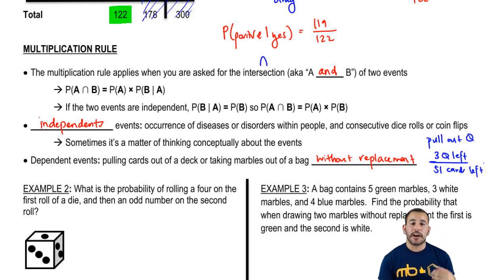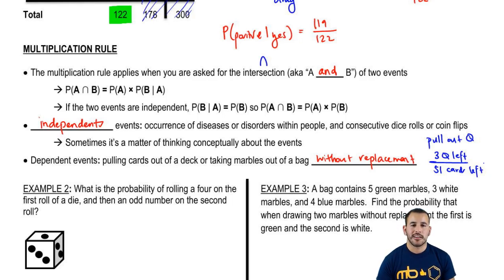Now if I had replaced it and said, what's the probability of me finding a queen, replace it, and then find the queen again, it's the same probability, right? Because I still have 4 queens in my deck if I put it back in, and I also still have 52 cards in my deck if I put it back in.